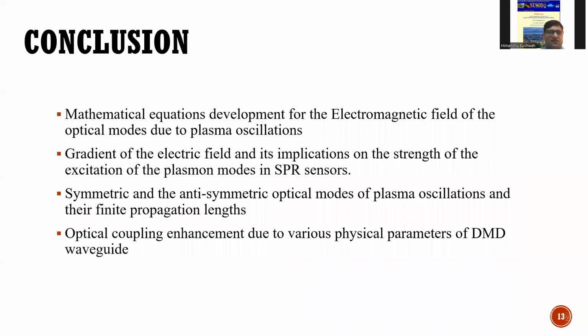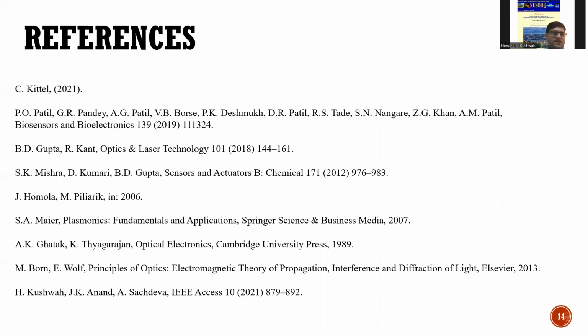So these are the conclusions: we have built mathematical equation development for the electromagnetic field of the optical modes due to the plasma oscillation. Then we checked the gradient of the electric field and its implication on the strength of excitation of plasmon modes in the SPR sensor. Then we developed three methods of optical coupling enhancement due to the various physical parameters of the DMD waveguide. And all this we have done for symmetric and antisymmetric optical modes of plasma oscillations and calculated their finite propagation length. These are the references.